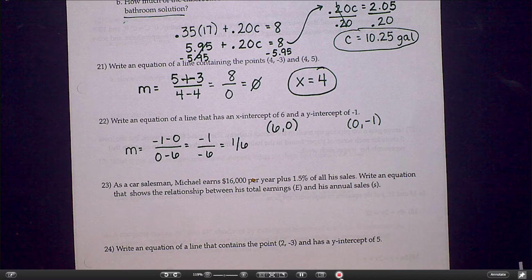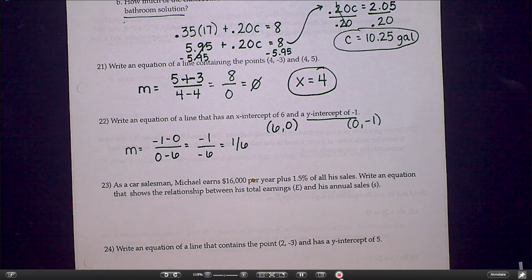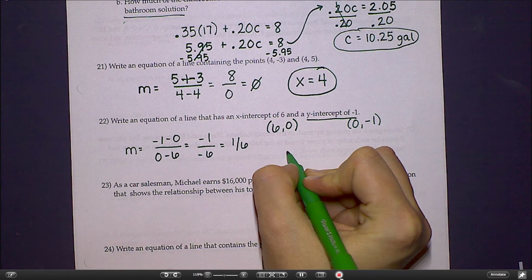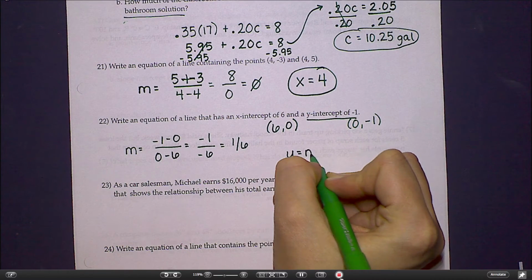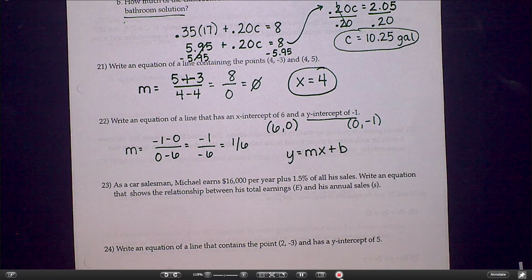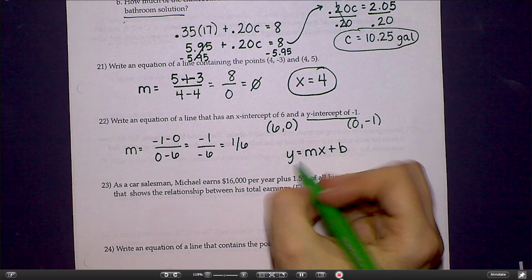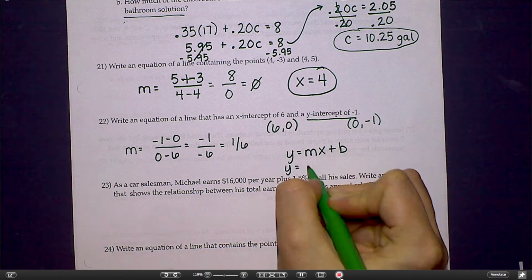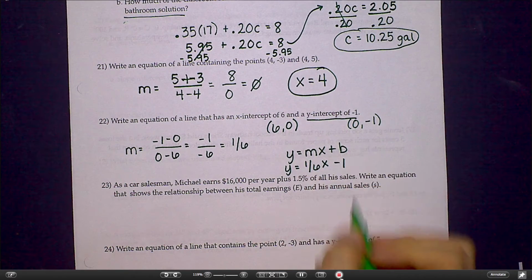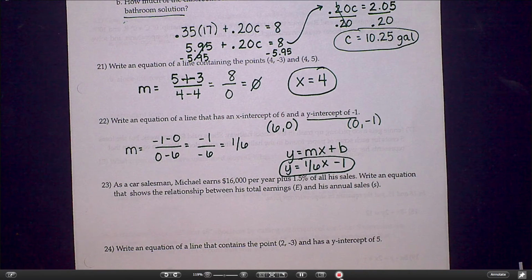Now the good news is with this one that it does tell me my y-intercept, which means instead of having to mess around with point-slope form, I can just go straight to slope-intercept form. Remember, for slope-intercept, you need a slope and a y-intercept, and I have a slope and a y-intercept. So my equation would just be y equals 1/6 x, and then my intercept is -1. And that's it. y equals 1/6 x minus 1.